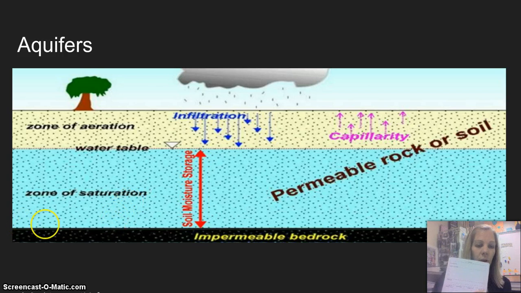Now, if you notice, all of this land is on top of an area that's called impermeable bedrock. If you think about your vocab words, the word permeable means that water can flow through it, but the word impermeable would mean the water cannot flow through it. And so this water is sitting on top of here. It doesn't have any pores to go down into the ground any further. And so as water collects, it just fills up the pores this way.